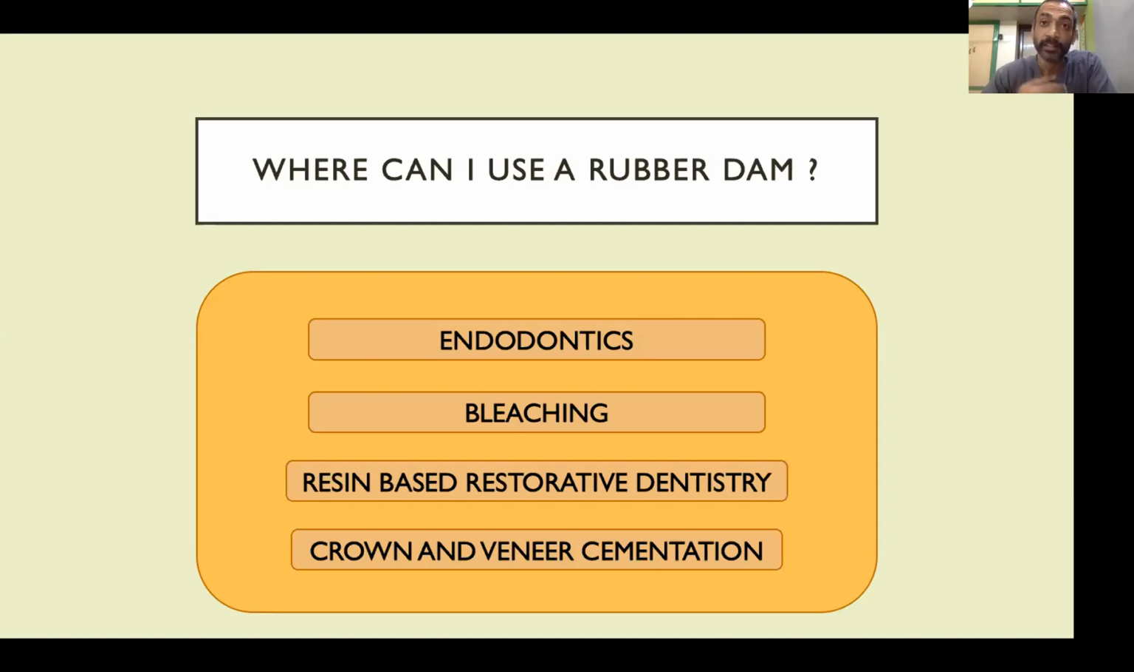And once you start getting better and better at quadrant isolation, you can actually go on to, I've seen people do crown preparation under a rubber dam. It's possible. Crown cementation and veneer cementation of all ceramic crowns and veneers are really, really good under a rubber dam because it's a very, very stress-free method of doing this. This is where I can use the rubber dam.